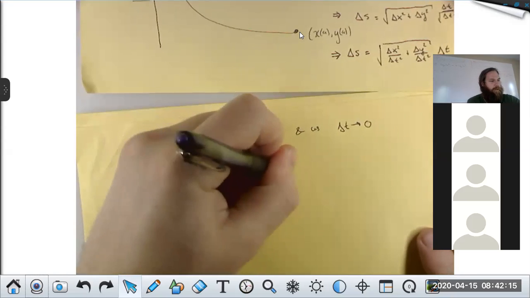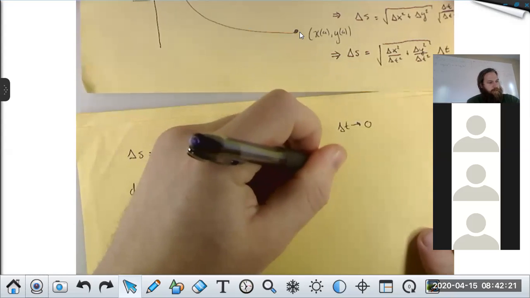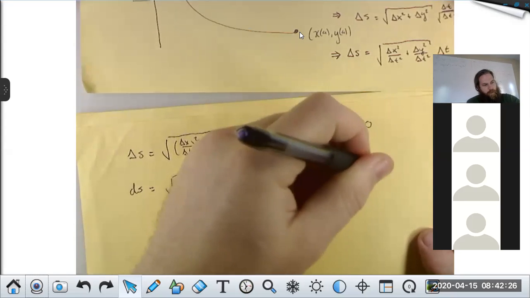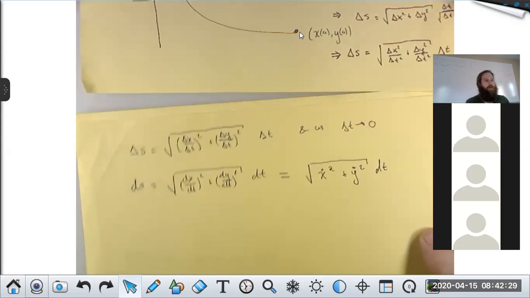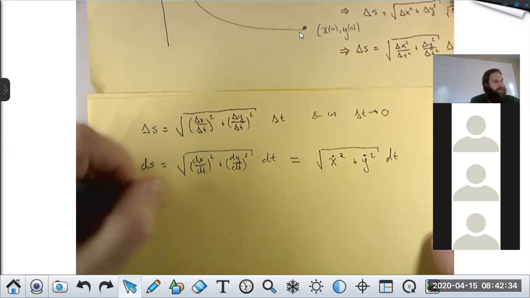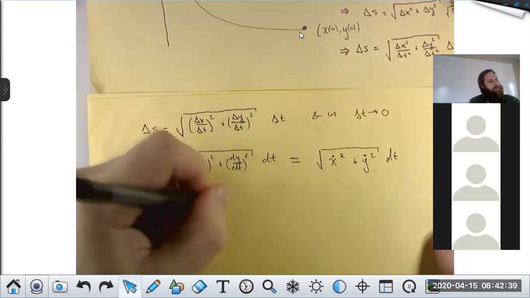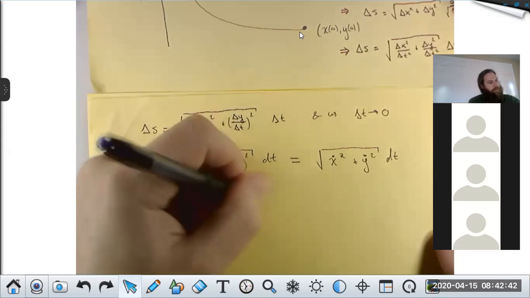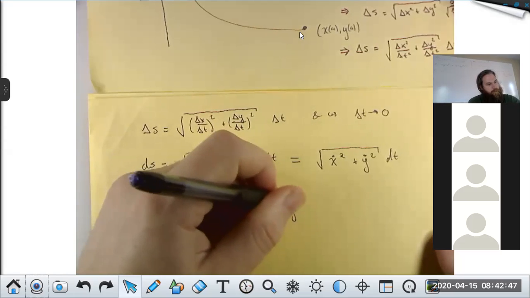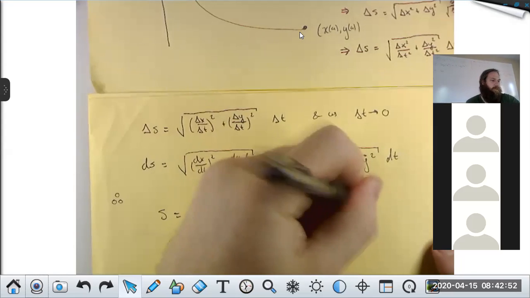If you like, you can write that in the dot notation, and that's how I like to write it. This is the square root of x dot squared plus y dot squared, dt. And all of this is equal to ds. So finally, s, my arc length, is the integral of ds, is the integral of the square root of x dot squared plus y dot squared dt.